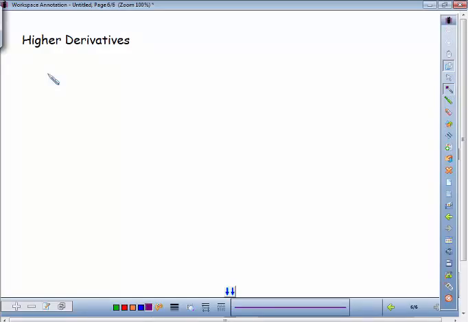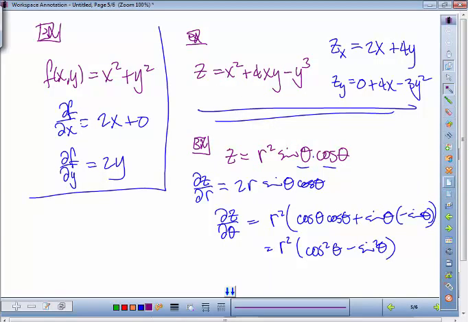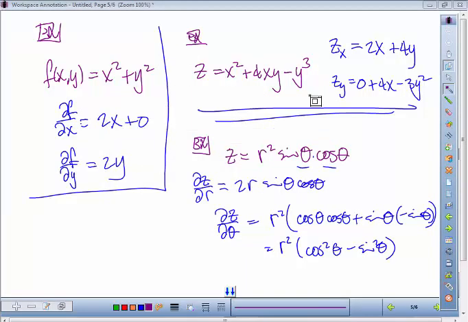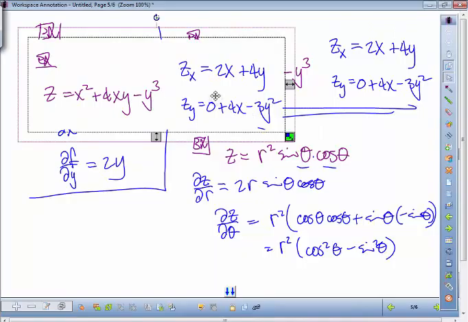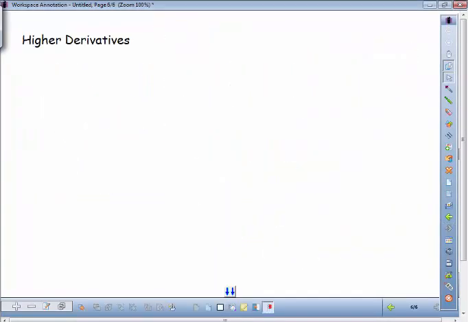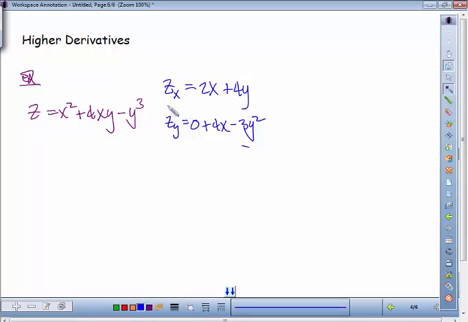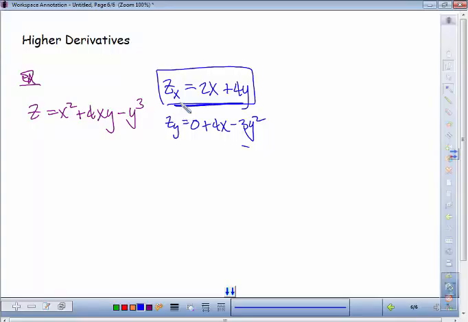And let's do that example over here that we did already. Let's take this example. So in taking this example, if we want to take higher derivatives, we can take higher derivatives. Now each of these results, on its own, is a function of x and y.